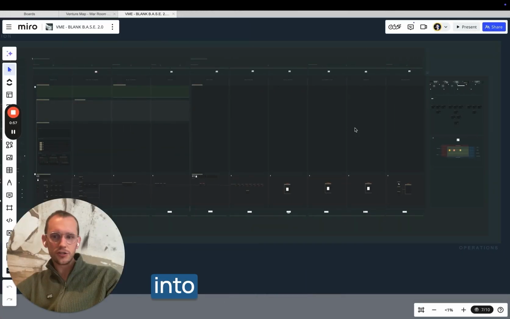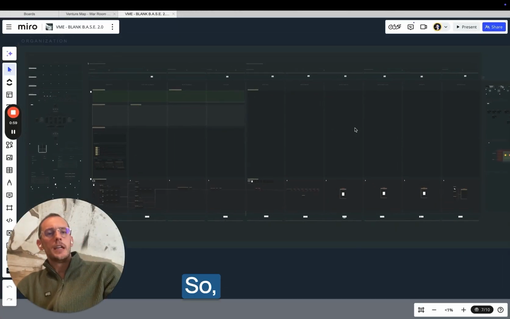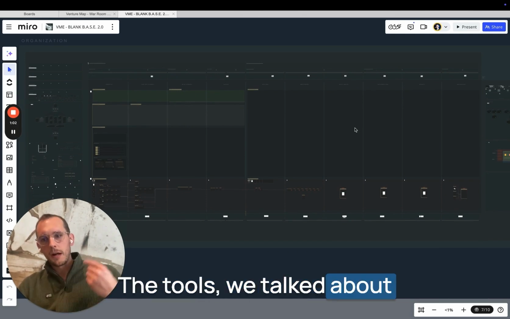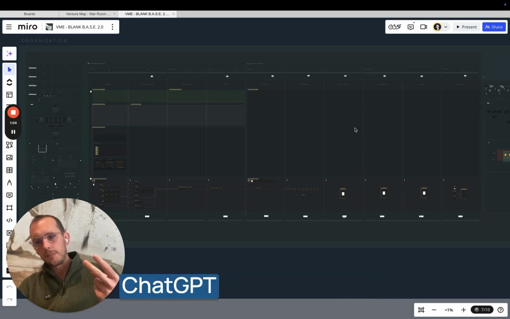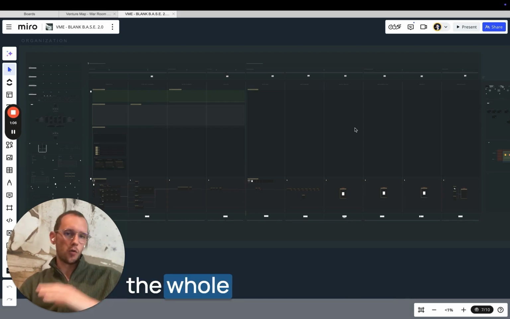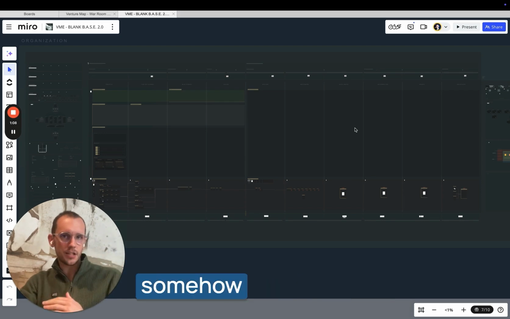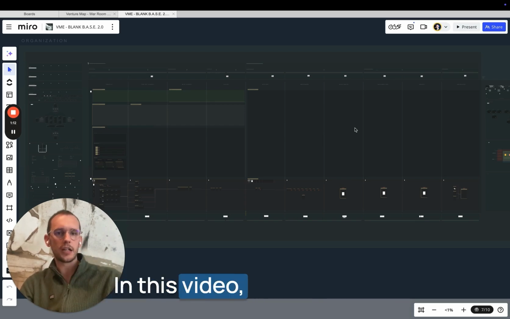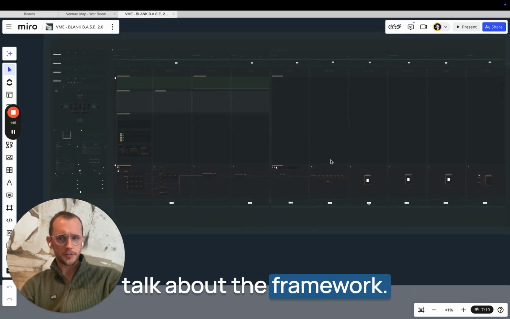All right, let's get into the framework. So in the last video, we looked at the tools. We talked about Miro, we talked about ChatGPT and Gamma and the whole range of tools. If you missed that somehow, or you need a refresher, just punch backwards and watch that. In this video, we're going to talk about the framework.